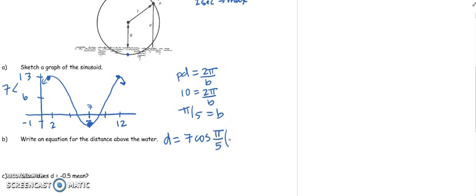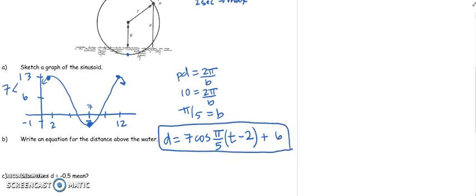You can use theta, you can use an x, but you know what? This is time, so we're going to use t. And then where did I start? I start at 2, but in the equation it's the opposite. And then where's my middle? It's at 6. So there is the equation of that beautiful situation.